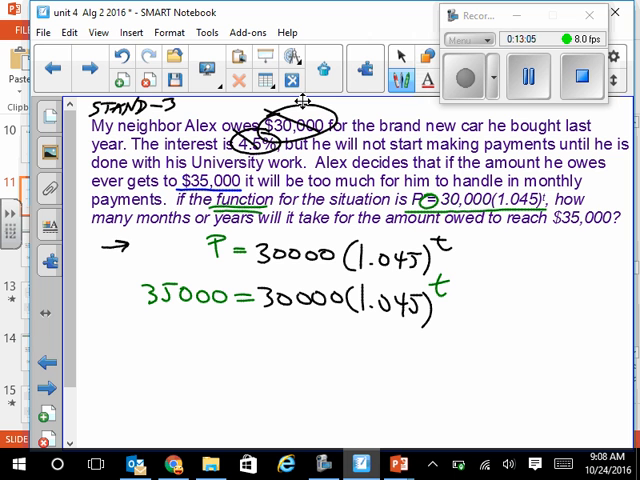So here we go. Let's see. Tell us how you solve this. Someone with a calculator, please tell me what 30,000 divided into 35,000 happens to equal. 1.167. Here comes my 1.045^T.